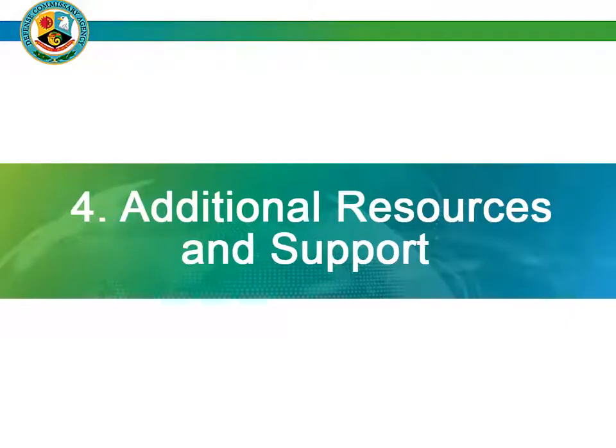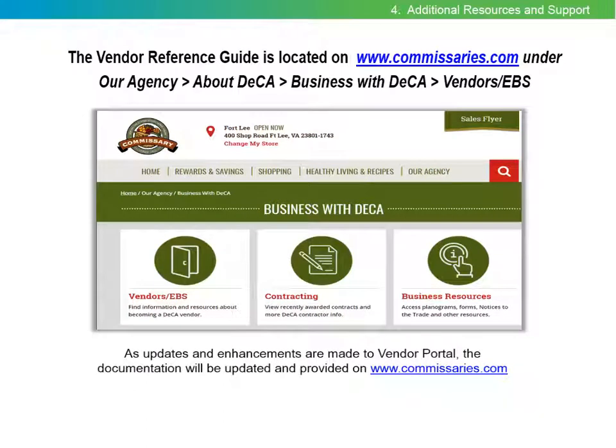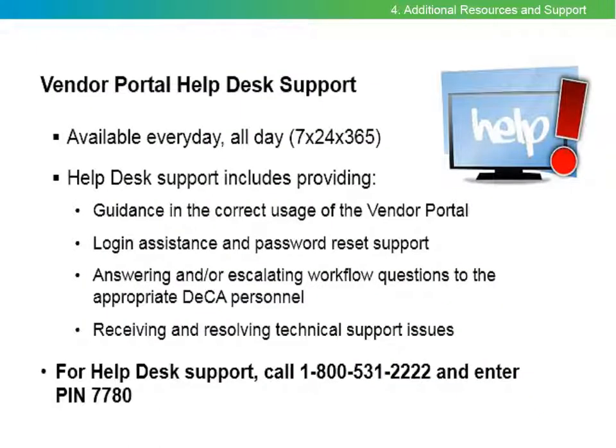Additional resources and support. In addition to the Vendor Portal online training, you can get additional information and step-by-step instructions in the Vendor Reference Guide, which is available on commissaries.com under Our Agency, About DECA, Business with DECA, Vendors/EBS. If you need additional assistance or support, you can contact the Vendor Portal Help Desk, which is available 24/7.